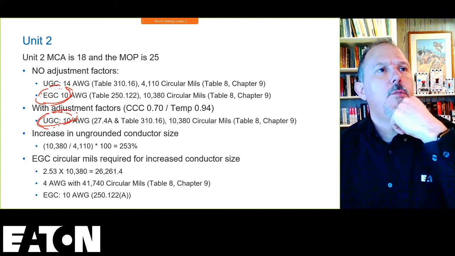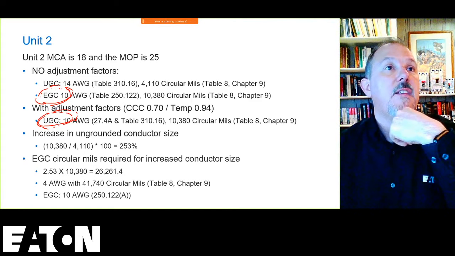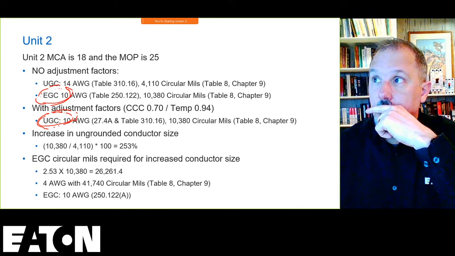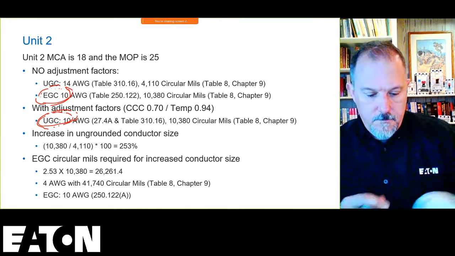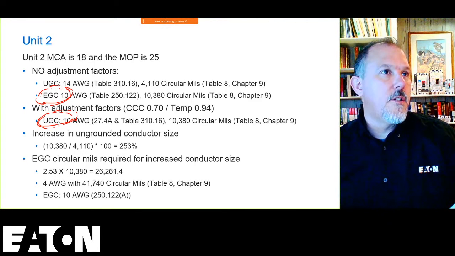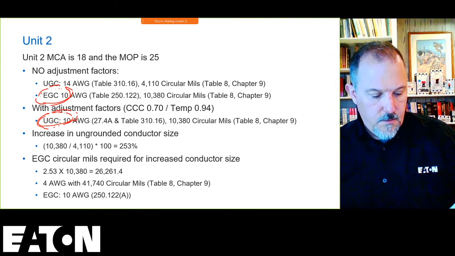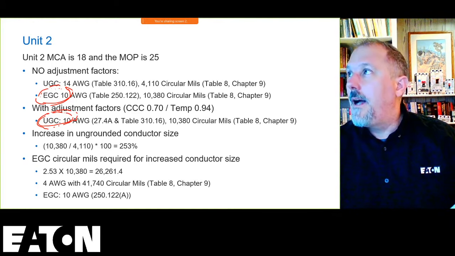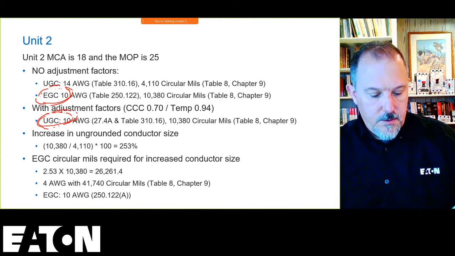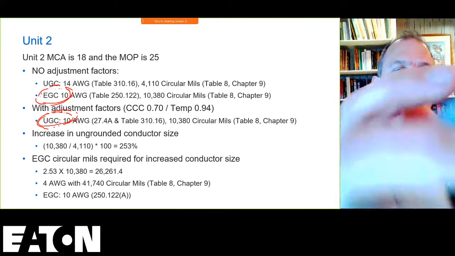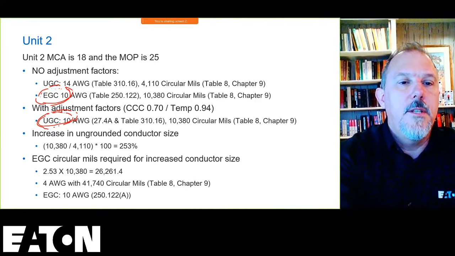If the conductors for unit number 2 were number 12 on a 25-amp overcurrent protected device, the equipment grounding conductor would only need to be a number 12. That is true. So number 12, hold on. If the conductors for unit 2 were number 12, unit 2 is 25. Okay. Yeah, that's true. Why did I have a 14? I typed, that's a typo there, I think. That's a good catch.